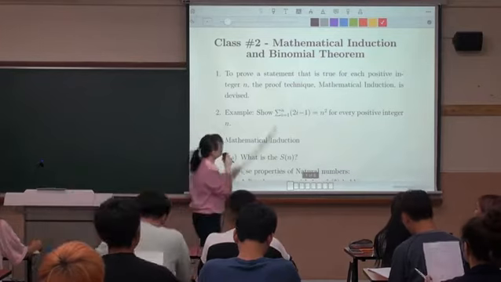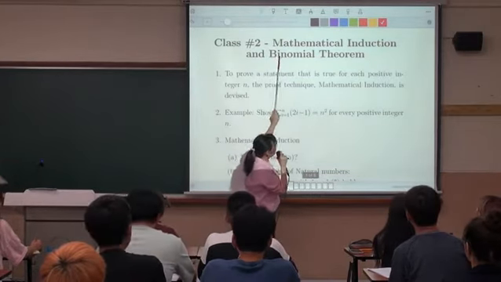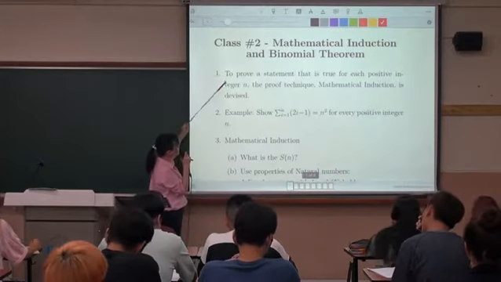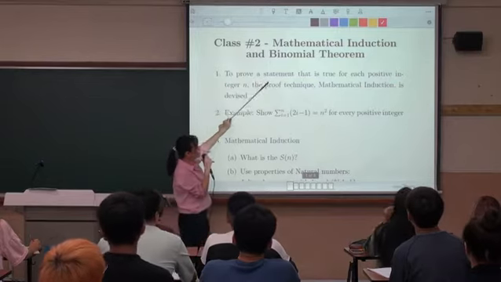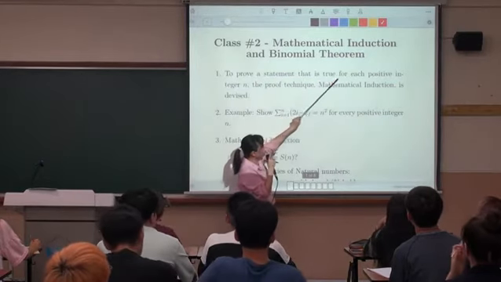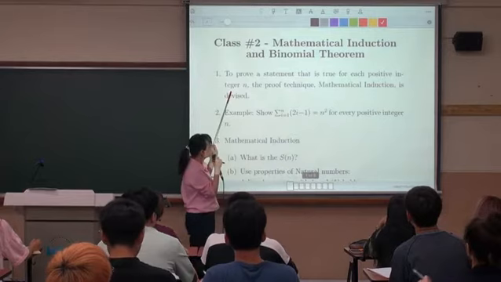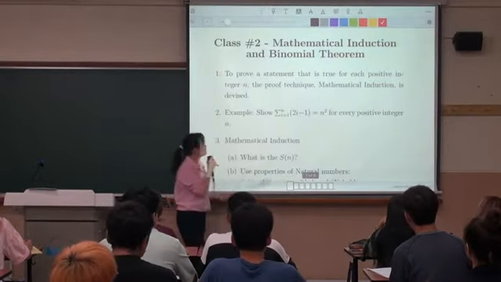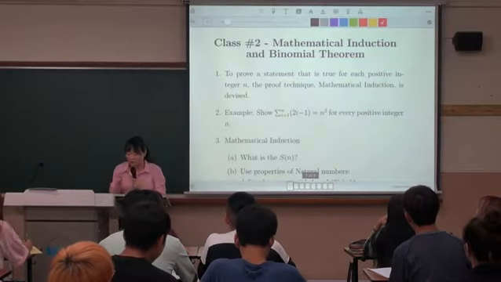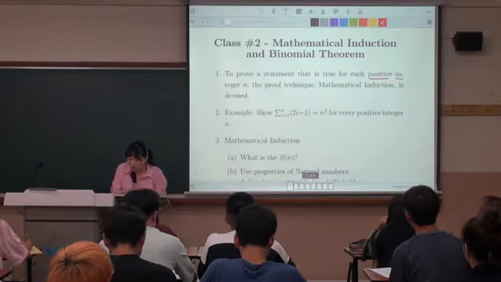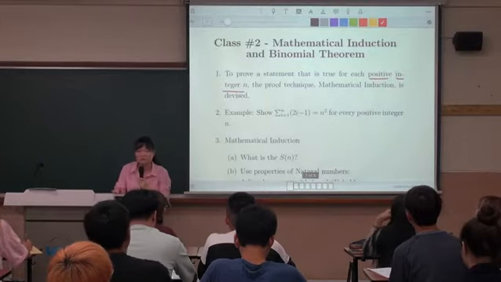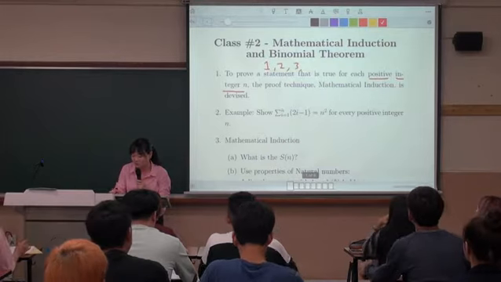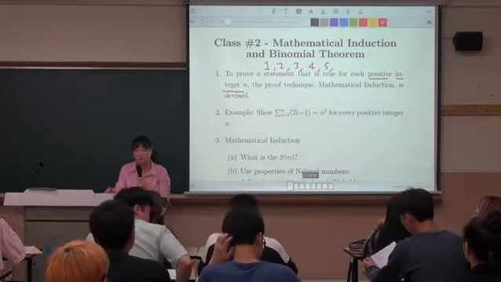So let's read. Start. Mathematical induction and binomial theorem. To prove a statement that is true for each positive integer n, the proof technique mathematical induction is devised. So, what are positive integers? Give me some of those. Natural numbers, right? 1, 2, 3, 4, 5. These are positive integers.